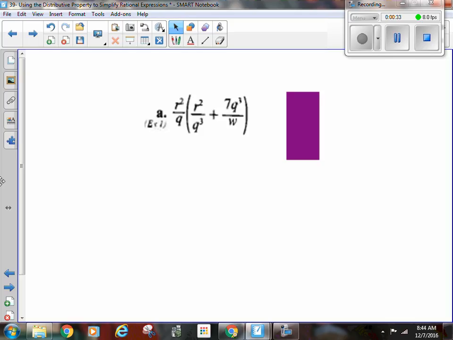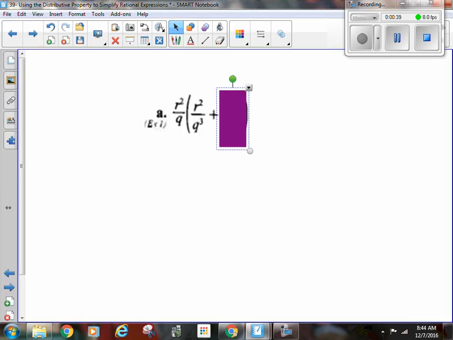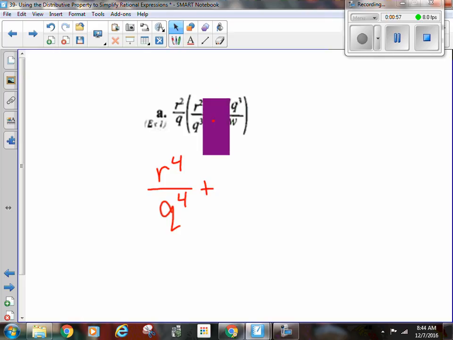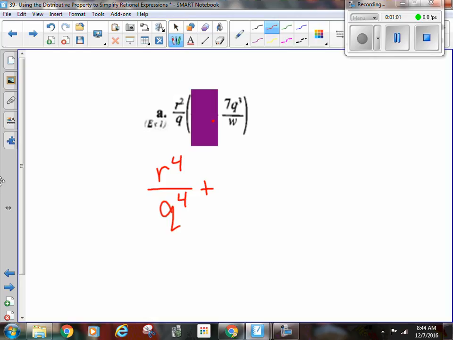So we actually are going to ignore half of the parentheses at a time, and that's what I've made this little rectangle for. Okay, so I'm just going to ignore this. I'm just going to look at the first two, and when I multiply the tops, I add the exponents. So I get r to the fourth. And when I multiply the bottoms, I add the exponents, and I get q to the fourth. Okay, I have a plus sign, so I'm going to write my plus. And now I'm going to ignore the first term and do the same thing on the second term. So I have 7, I have an r squared and a q to the third.